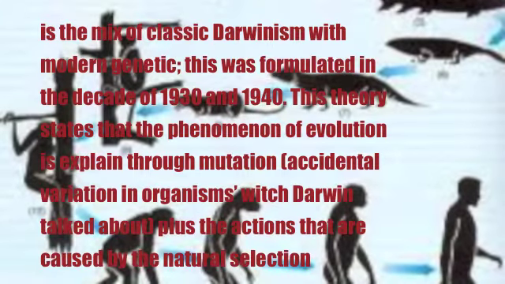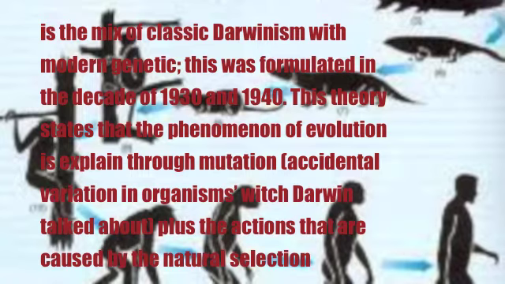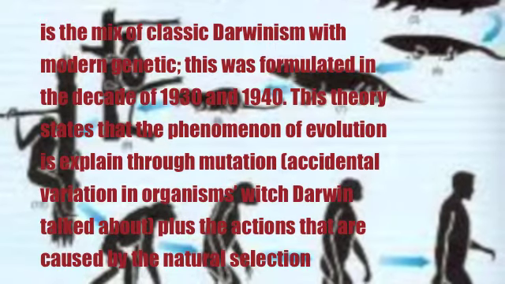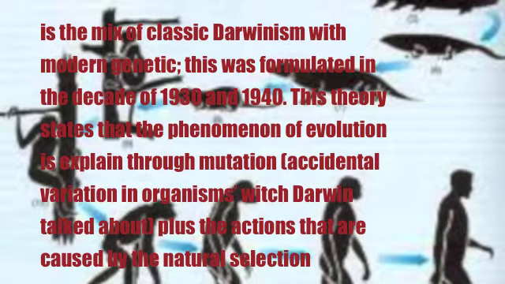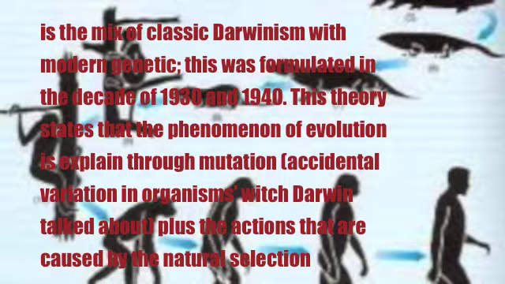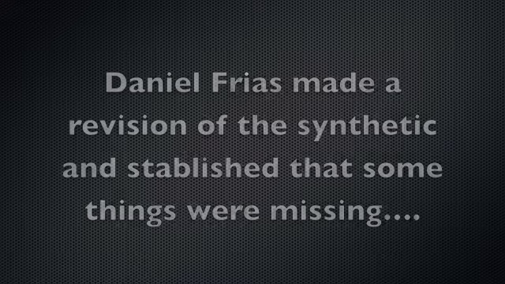It's the mix of classic Darwinism with modern genetics. This was formulated in the decade of 1930 and 1940. This theory states that the phenomenon of evolution is explained through mutation, accidental variation in organisms which Darwin talked about, plus the actions that are caused by the natural selection.